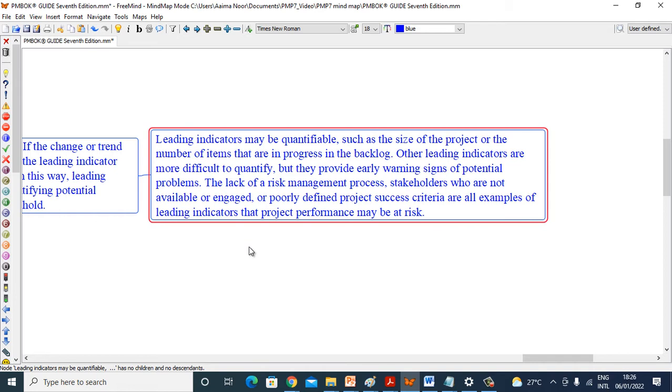Leading indicators may be quantifiable, such as the size of the project or the number of items that are in progress in the backlog. Other leading indicators are more difficult to quantify, but they provide early warning signs of potential problems. The lack of a risk management process, stakeholders who are not available or engaged, or poorly defined project success criteria are all examples of leading indicators that project performance may be at risk.